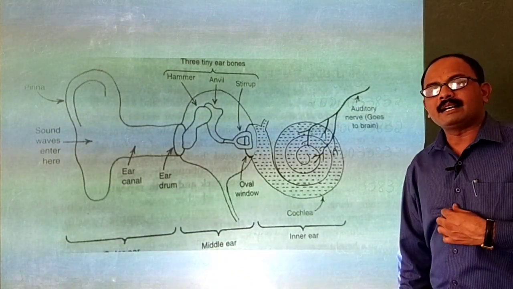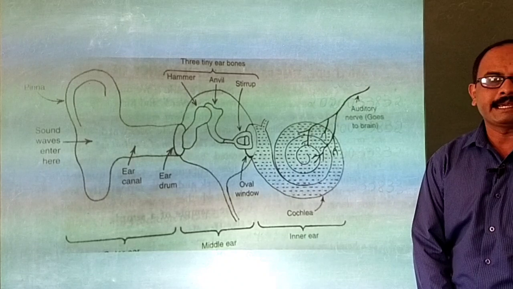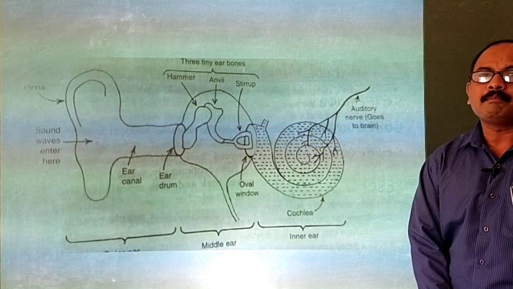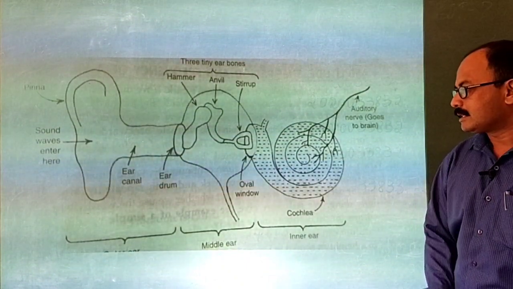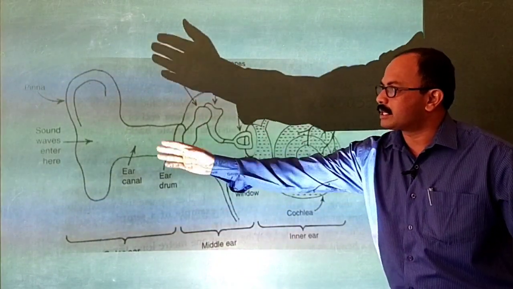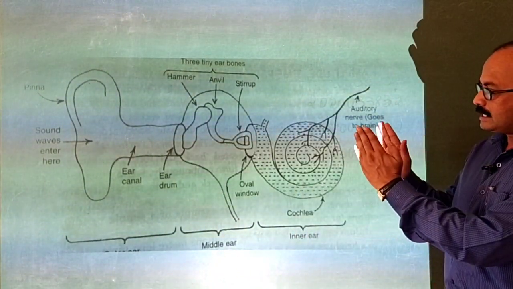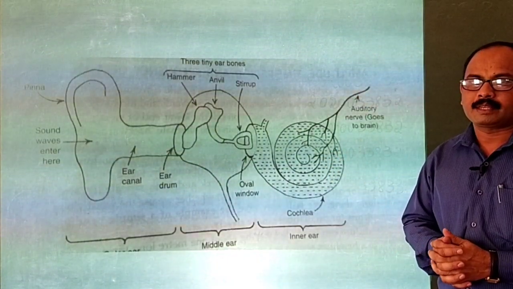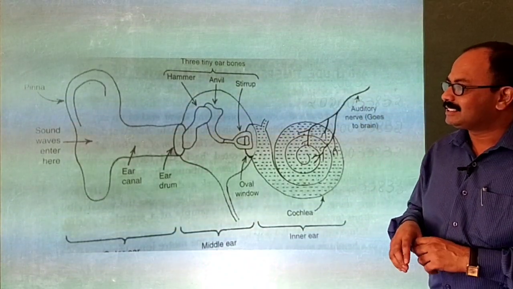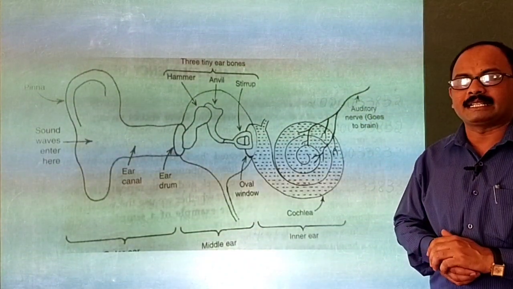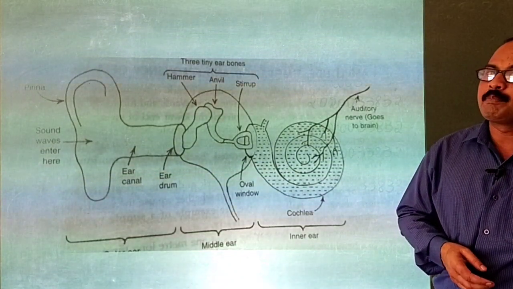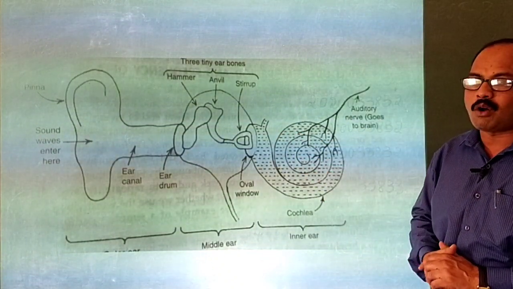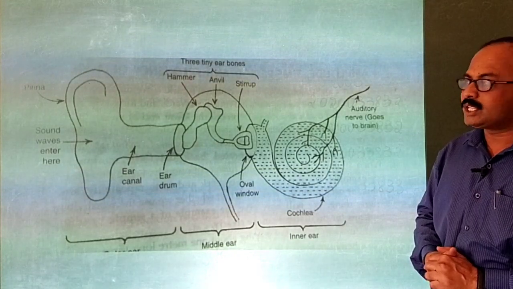Children, this is the diagrammatic representation of a human ear, which has three main parts. One is the outer ear, from here to here. The second one is the middle ear. The third one is the inner ear. Only a part of the outer ear is seen to us, which we call the pinna, through which there is a canal called the ear canal, through which sound travels.